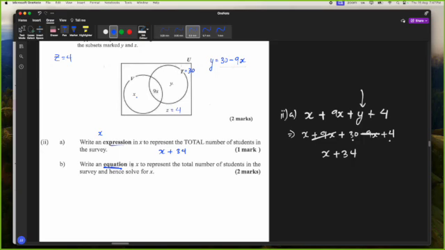Write an equation in x to represent the total number of students in the survey. So this is the expression for the total amount, x plus 34, and then the equation is where I will equate it to the total number 36. So you see the difference between the expression and the equation. I could have put 36 and solved for x one time. But they didn't ask for that. They asked for the expression, not the equation. Alright, so this is the equation, and we can see here x is going to be 36 minus 34, which is 2.